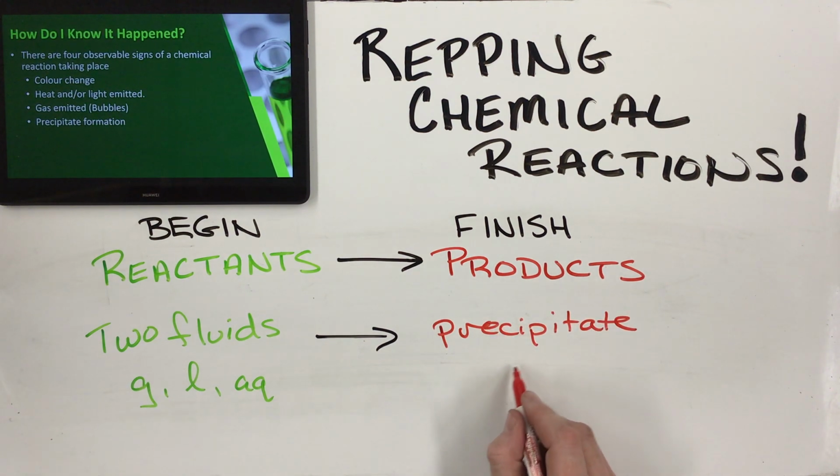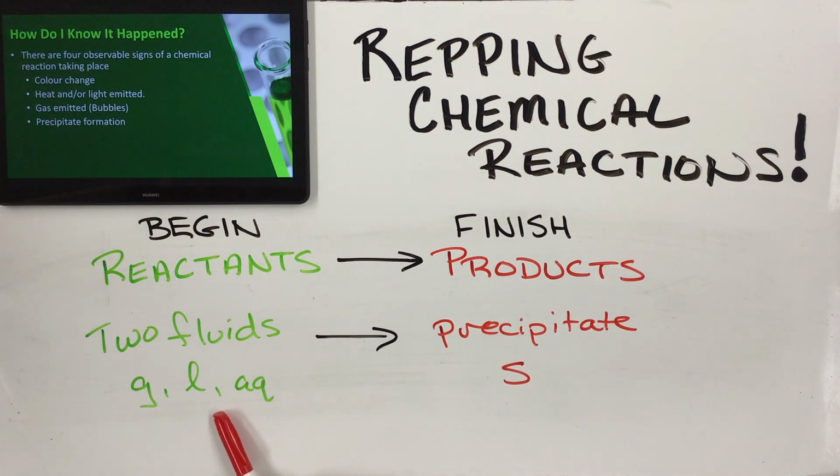Right? That precipitate is a solid. There is no solid that went in here, right? 2 liquids mixed, or a gas and a liquid, or whatever it was. Any combination of these 2 states goes in and it produces a solid. Now, if one of these things was a solid to start off with, if one of our reactants was a solid, then it's not a precipitate. You already had a solid going in. It has to be a brand new solid that came from 2 fluids. That's what a precipitate is.